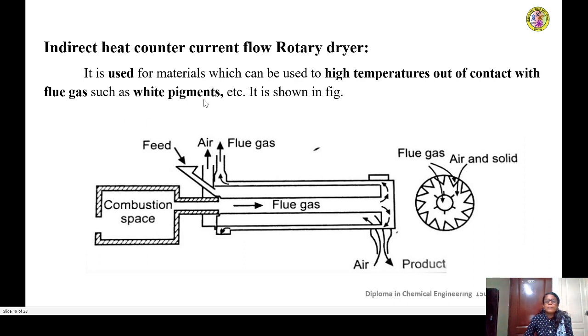So, for example, white pigments may lose their property when they come in contact with the flue gas. So this is where you need to use this type of indirect heat rotary dryer. The flue gas flows up to this point and then it gets diverted to flow in this space. That way it is coming into contact from both sides of the tube in which the material is flowing. So this is partly parallel current and partly counter current rotary dryer.